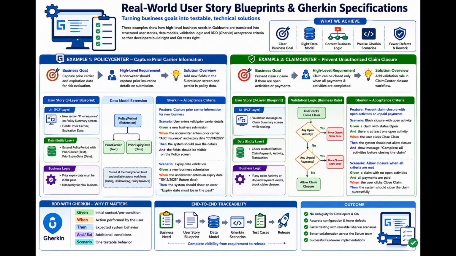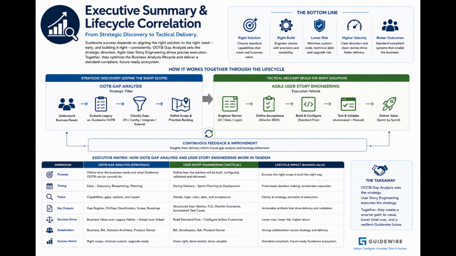Next one, executive summary and lifecycle correlation. This section serves as the final executive synthesis, illustrating the direct operational relationship between initial OOTB gap analysis and ongoing Agile user story engineering. It demonstrates how the gap analysis acts as a strategic filter during early project discovery to define scope.